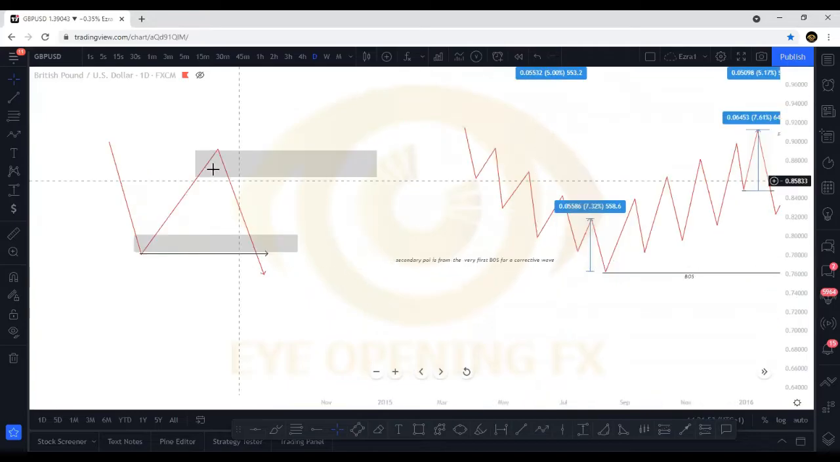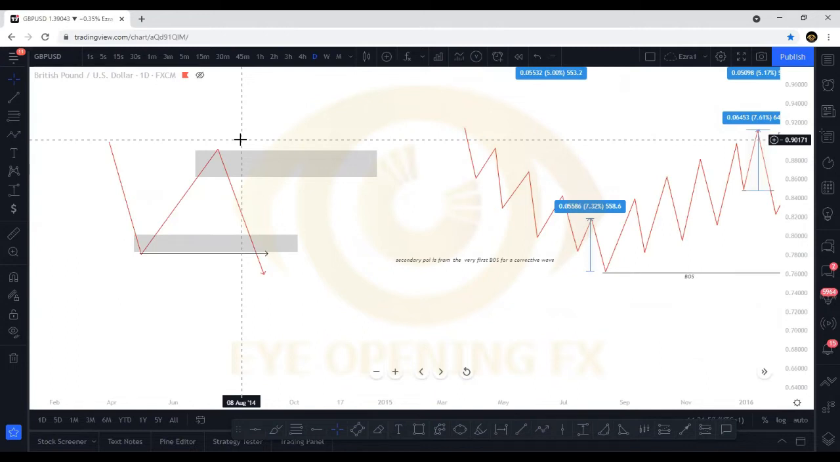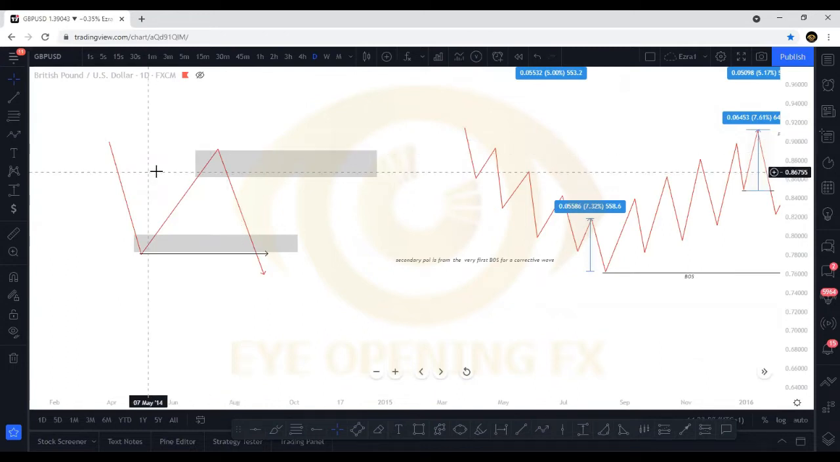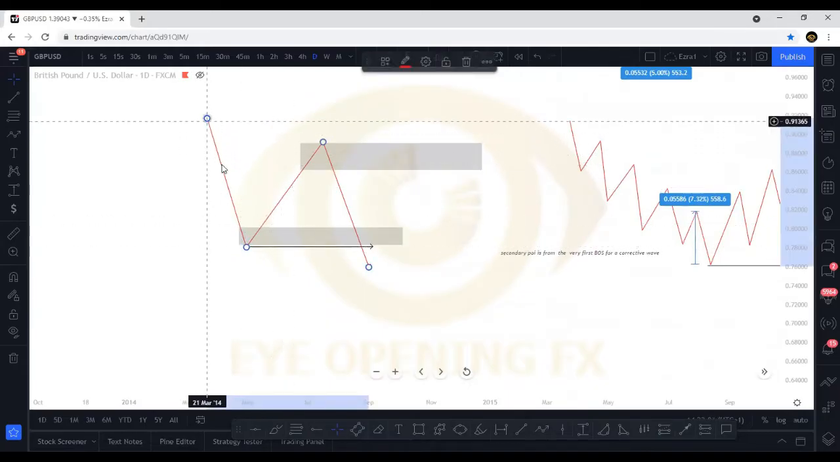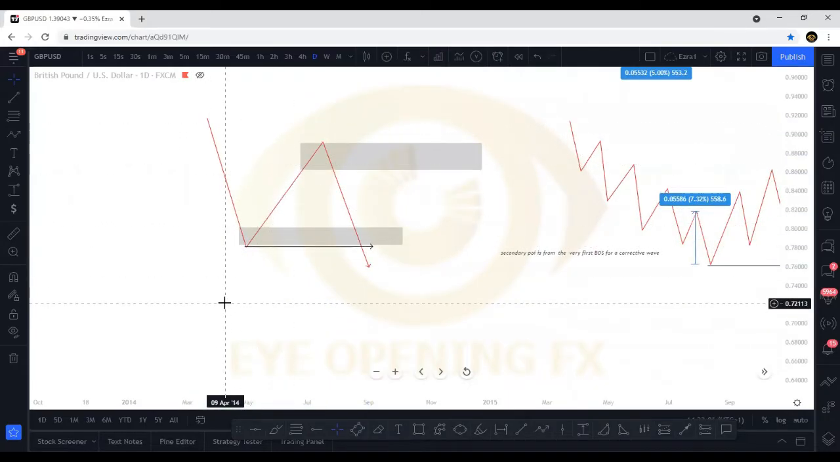Now we enter the second one, which is primary and secondary point of interest. Primary and secondary point of interest means, when the market, let's say for example, is in a downtrend, we always have two areas of concentration.